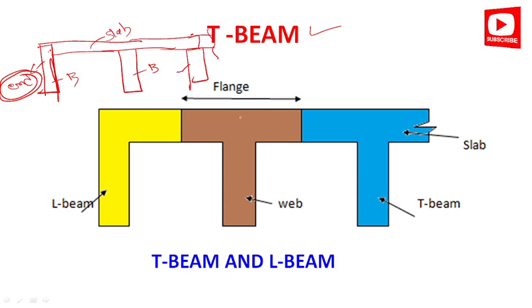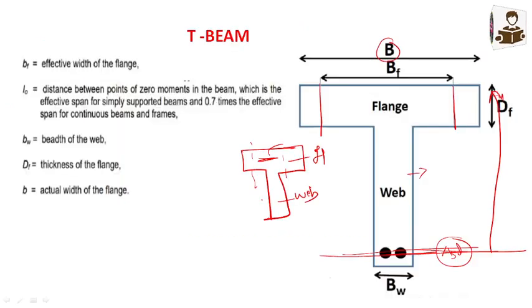You can see now, this is a flange portion, and this is a web portion, and this is a slab. Actually this is a slab, and this is a beam. Here you have two different cases. One is the isolated T-beam, and the other is simply the T-beam. Isolated is different, and only T-beam is different. I will explain once that problem appears in this class. I hope you have understood what is an L beam, what is a T-beam, and its flange and web. Let's now see the next.